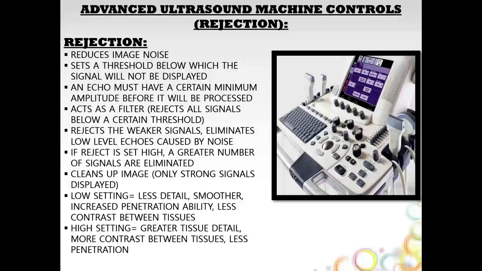If reject is set too high, you're going to have a huge amount of signals that are eliminated. Although reject is really good at cleaning up the image, so only your strong signals are displayed. If you have a low setting, you're going to have less detail, a smoother image, but you will have increased penetration ability. And you also see less contrast between tissues. High setting is going to be greater tissue detail, more contrast between tissue, but less penetration.